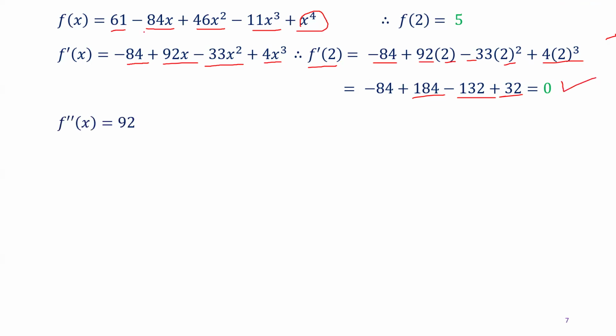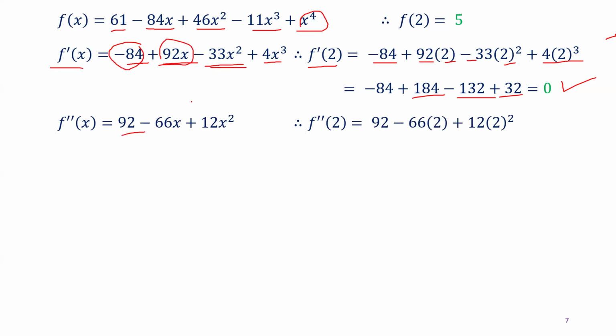Again, differentiating f'(x) with respect to x, the derivative of the constant is 0, of 92x is 92, of 33x squared is 66x, and of 4x cubed is 12x squared. If we put x equal to 2, we have 92 minus 66 into 2 plus 12 into 2 squared. Simplifying, 92 minus 132 plus 12 into 4 is 48, which is equal to 8.